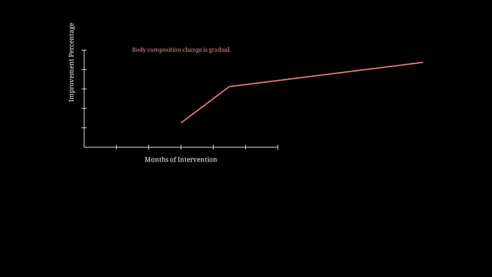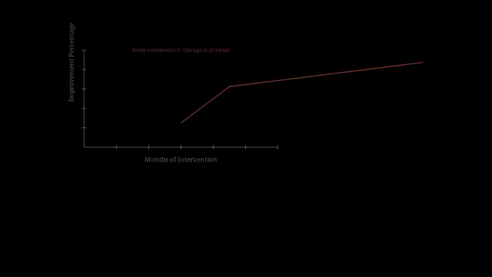This graph shows the typical timeline for body composition improvement with intervention. Notice there's rapid initial improvement in the first few months, then slower continued progress.